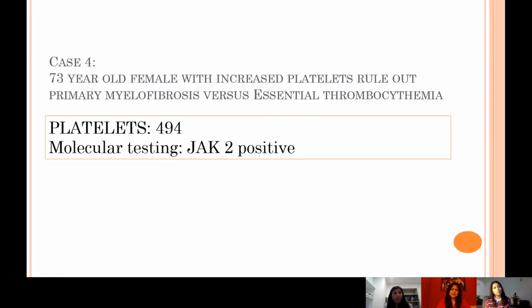Moving on to case number 4, this is 73-year-old female. She had increased platelets. Clinical question was to rule out primary myelofibrosis versus essential thrombocythemia. Platelets, they were 494, and on molecular testing, she was JAK2 positive.